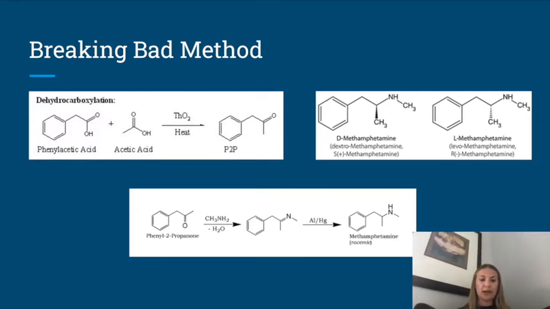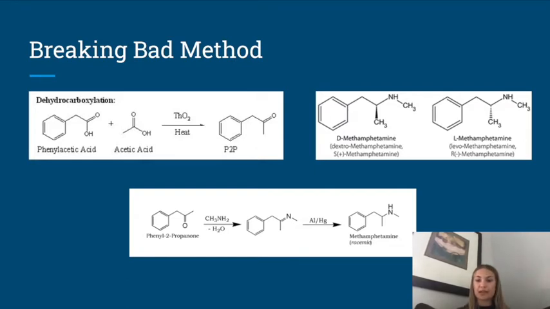And so when our P2P is reacted with our methylamine, it forms a Schiff base, and then that Schiff base is reduced with mercury aluminum amalgam to reduce it down to methamphetamine. Another popular reducing agent was, not anymore, palladium dioxide. It is highly explosive, which is what was causing all of those lab blowups.